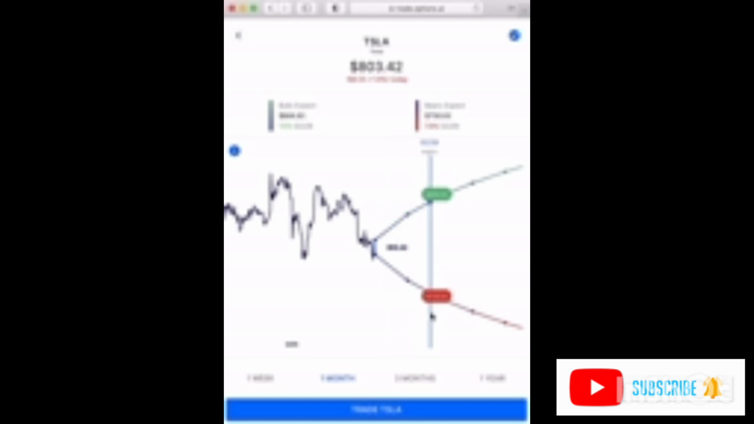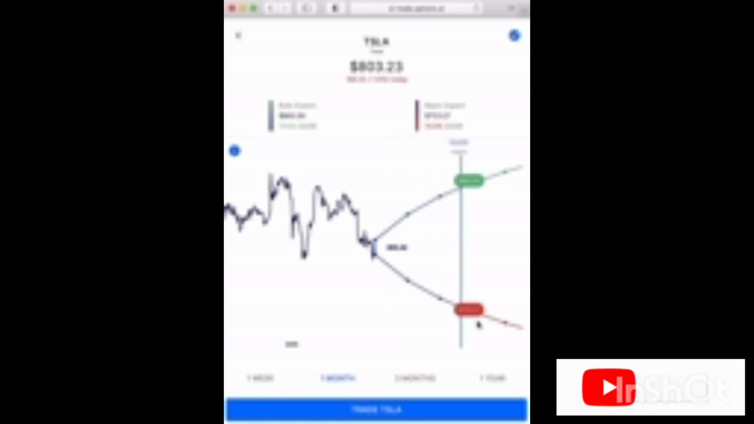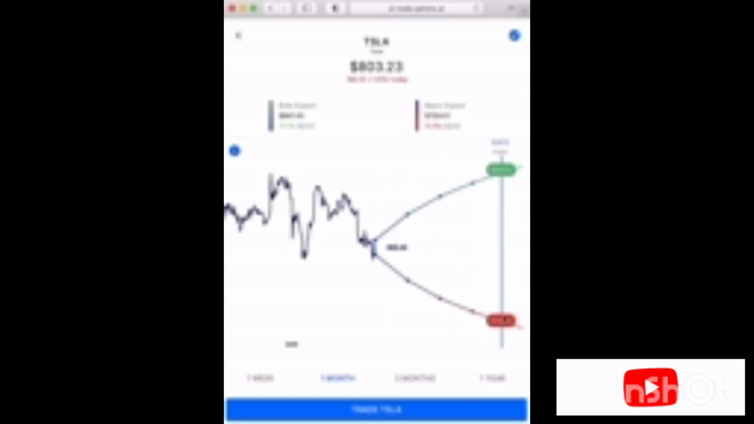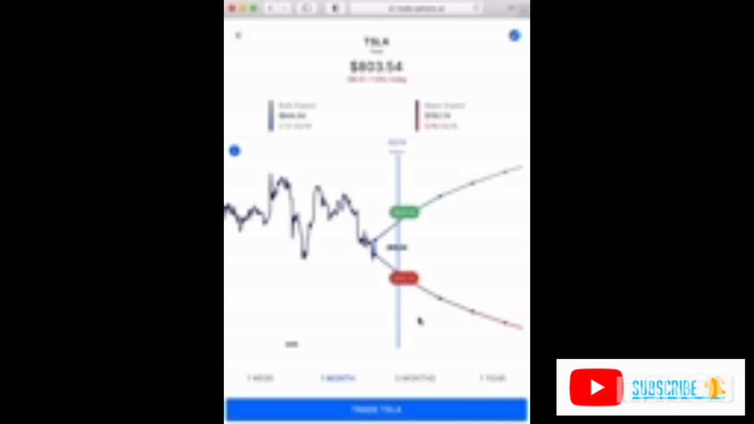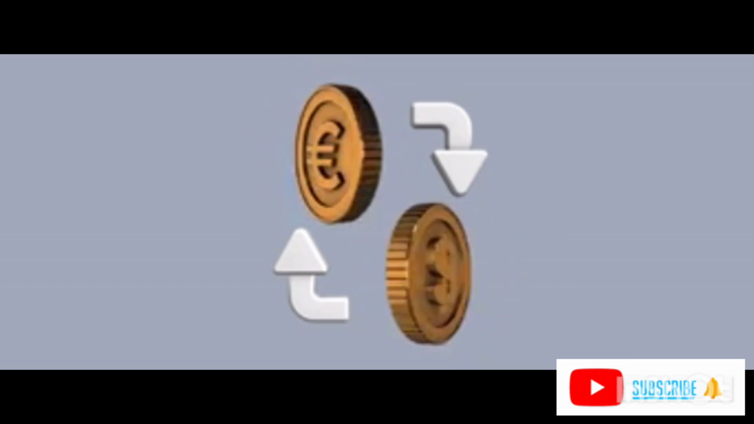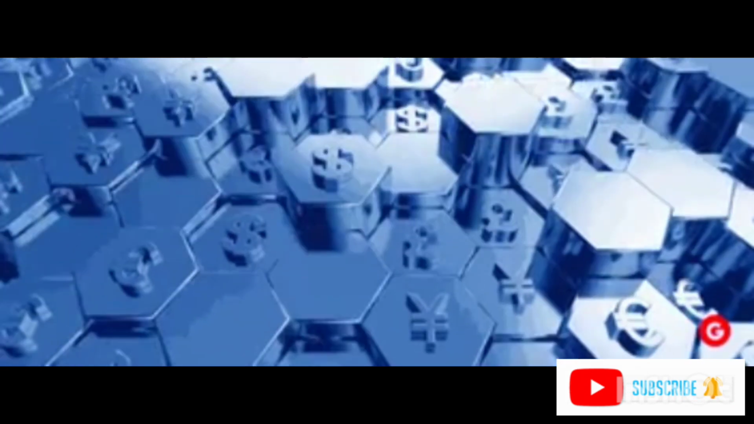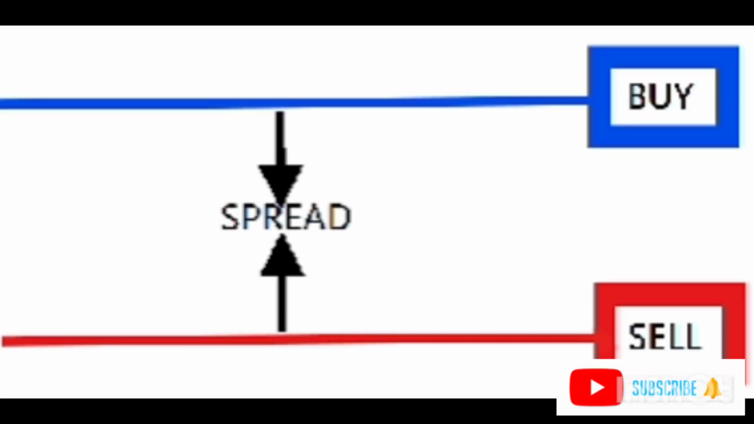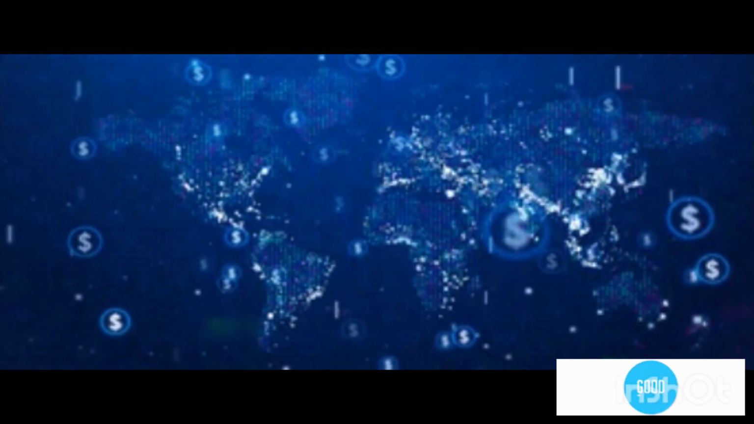Another major way banks earn is through the spread. The spread is the difference between the price at which the bank is willing to buy a currency from you, bid, and the price at which they sell it to you, ask. For example, if USD KES is quoted at 140.00, the bank might buy from you at 139.50 and sell to you at 142.00. The difference between these prices is the spread, and that is part of the bank's profit. You can often see these rates displayed on screens inside banking halls.